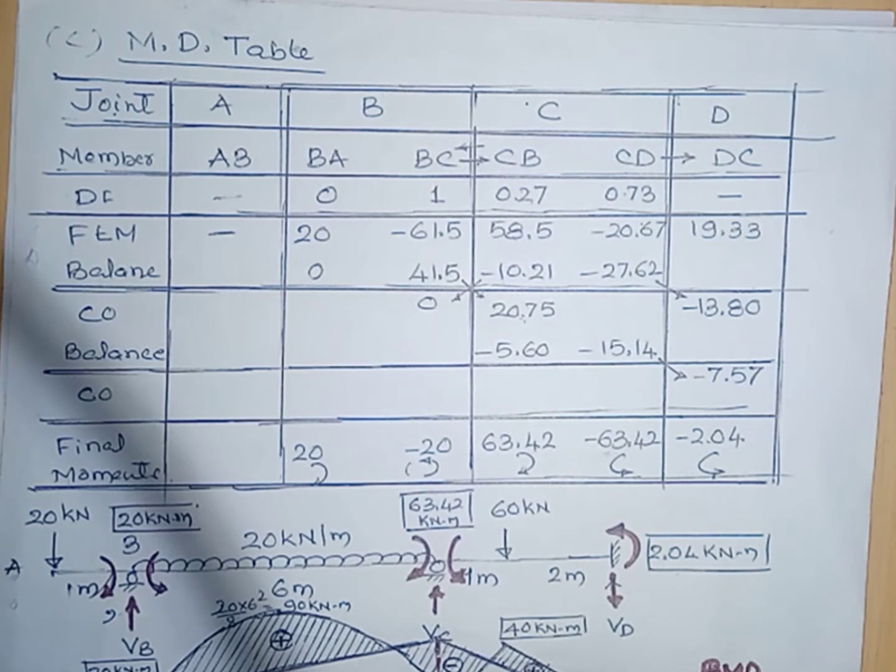At C, in BC, that one is anti-clockwise, this one is hogging and this one is also hogging. Both the moments are hogging, hence this one is 63.42. Draw the ordinate of 63.42. Join these two ordinates by a straight line. This one is the support moment diagram in line BC.